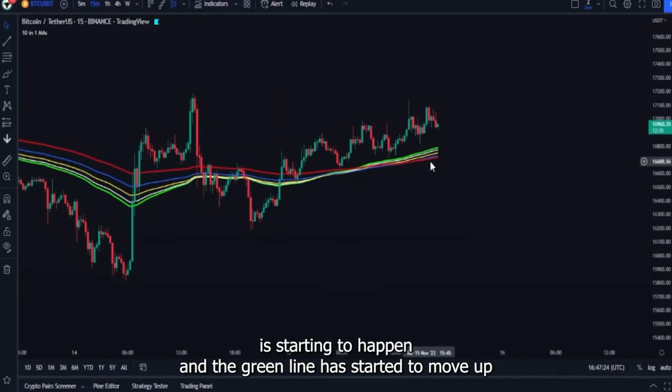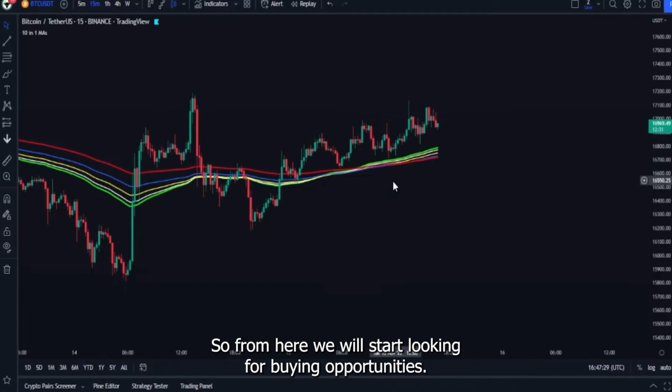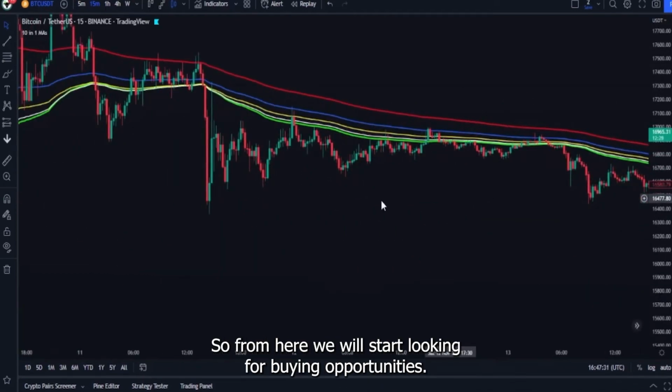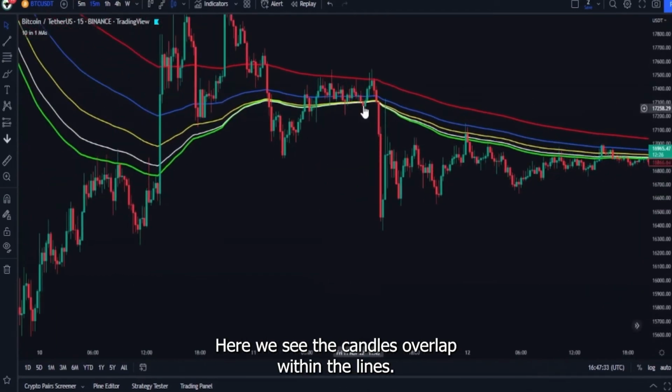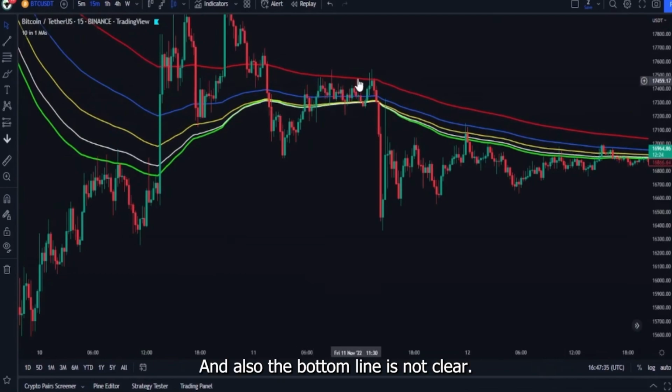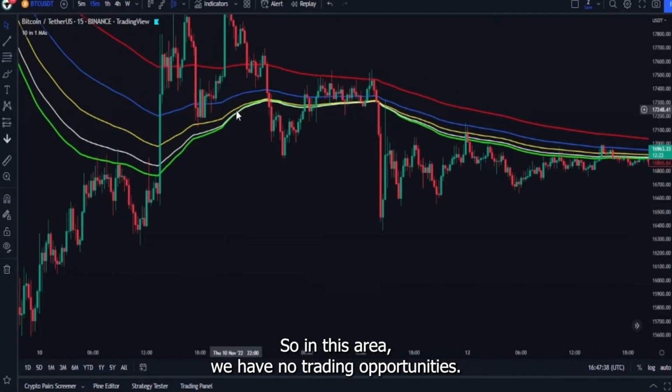Here we see that the opposite is starting to happen, and the green line has started to move up while the red line is almost a bottom line. So from here, we will start looking for buying opportunities. Here we see the candles overlap within the lines, and also the bottom line is not clear. So in this area, we have no trading opportunities.